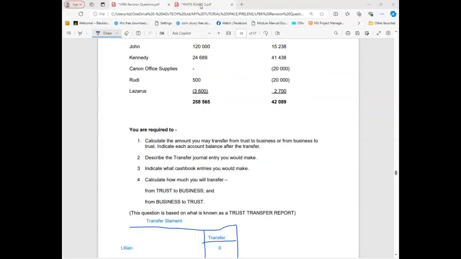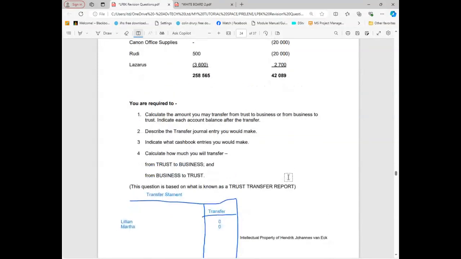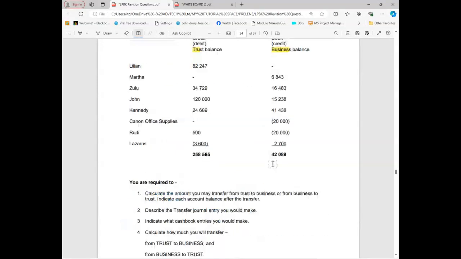Can you see now? This thing will help you a lot. Yes. So there's nothing, there's no transfer. Yes, there's nothing that I'm going to transfer. So if I was writing, I was supposed to put something like this or a dash. But I must show that for Martha, there was no transfer. Does that make sense? Yes.